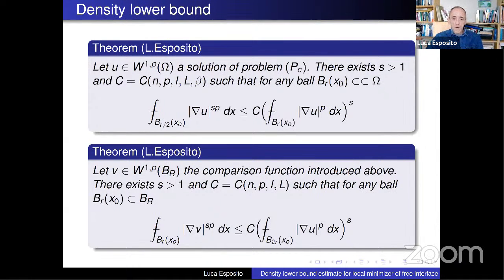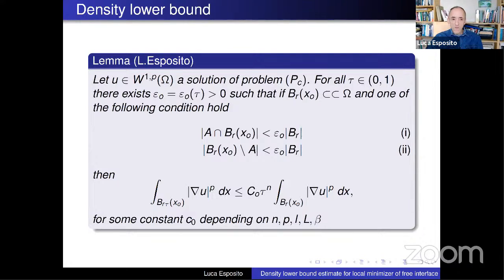Then we can end the comparison. And the comparison tells you that the following lemma is true. The lemma tells you that if you are in a point where the measure is almost all the measure of the ball, or is almost zero, so you have two cases.